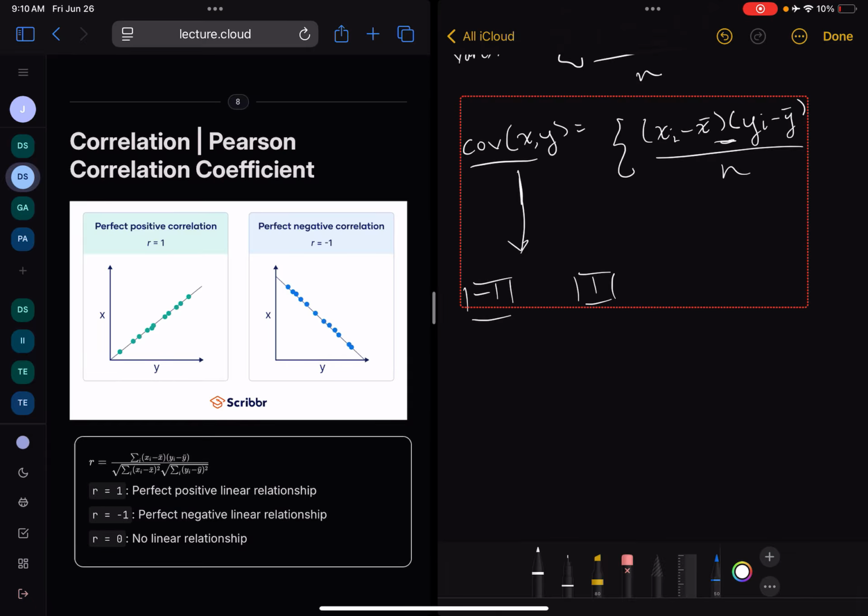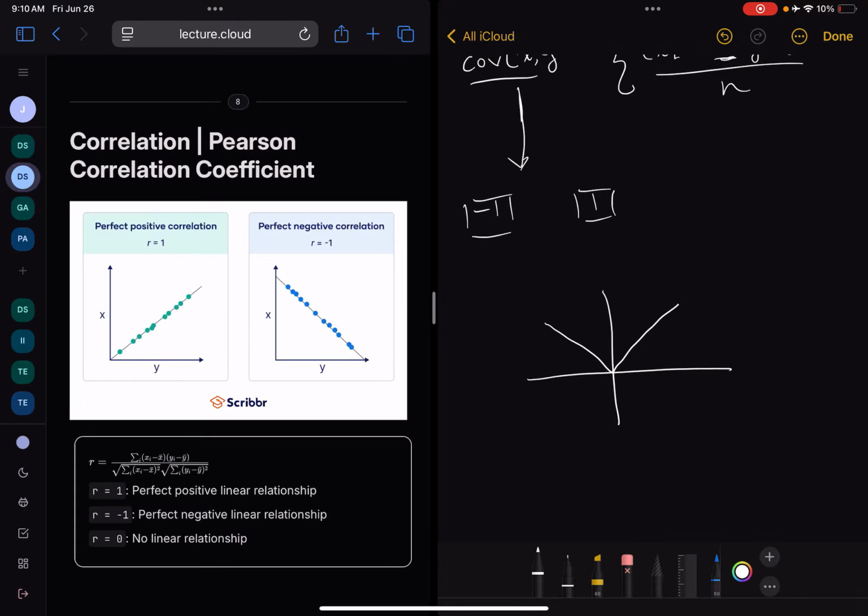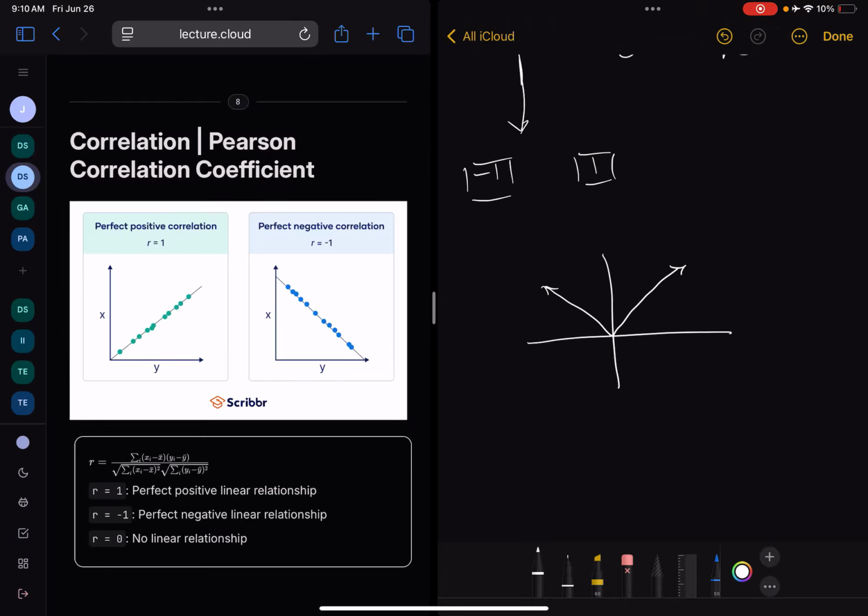0 indicates that there's no linear relationship at all. It might look something like this, where half of the time they seem to have a negative linear relationship, and half the time they seem to have a positive linear relationship. And so that would be an r of 0. Okay, so that's Pearson's correlation coefficient.